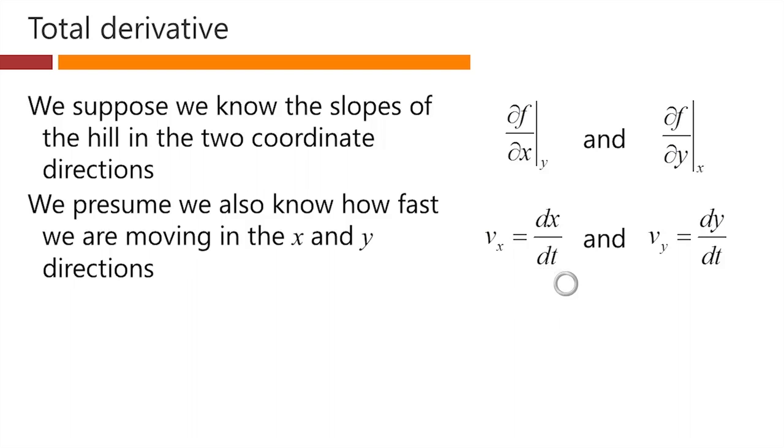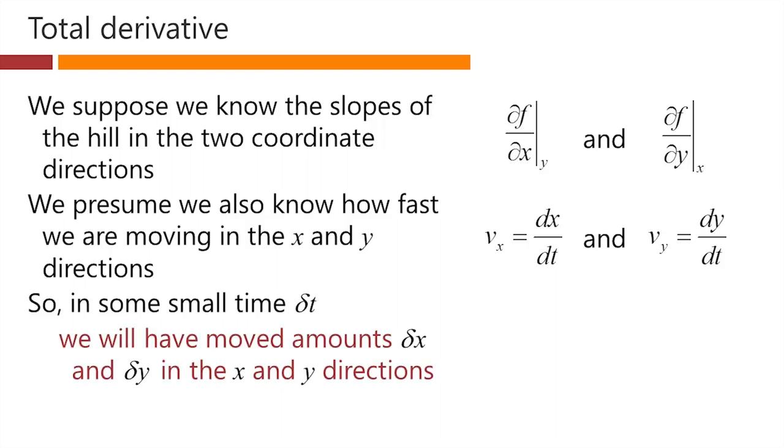So in the x direction, our component of velocity in the x direction is dx by dt. And note that this is an ordinary derivative here. We're not holding anything constant. We're just saying how fast are we going in the x direction? What's our velocity in the x direction? And similarly, what's our component of velocity in the y direction? And that also is just a conventional, simple, ordinary derivative.